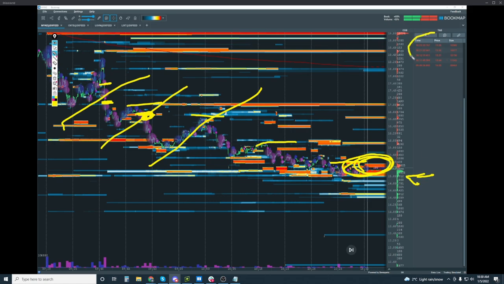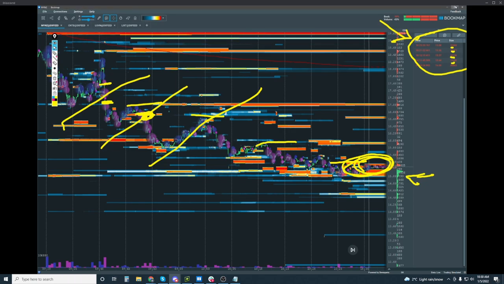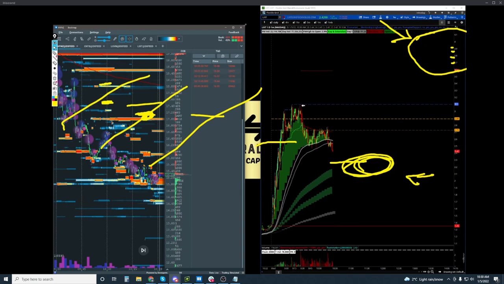Okay? And you can see over here my heat map and times and sales, in this case times and sales, is filtered only to find the big blocks. Why? Because I'm not really interested in looking for 100 shares at a time. Who cares for that? Make sense, traders? Tell me if you have any questions on this.